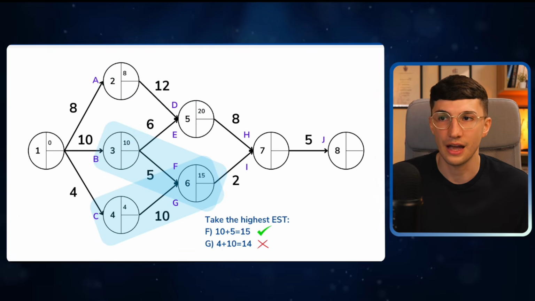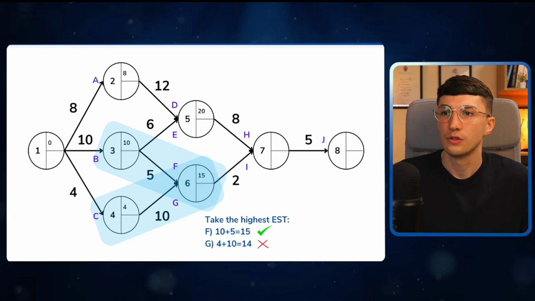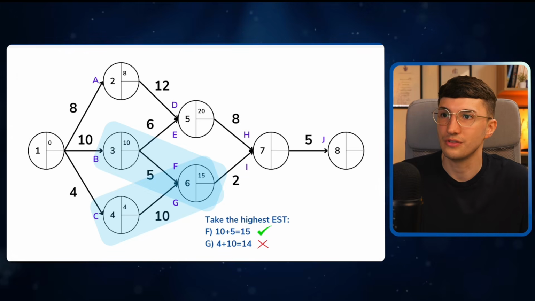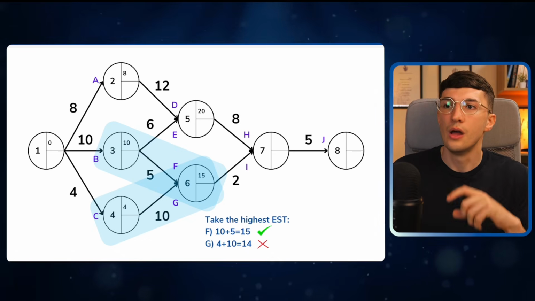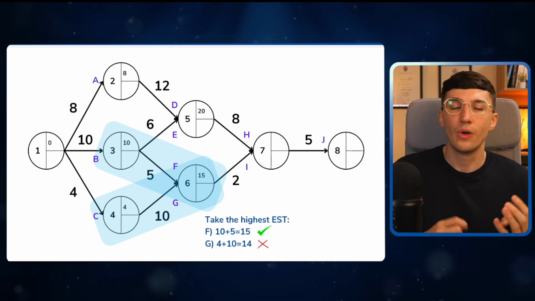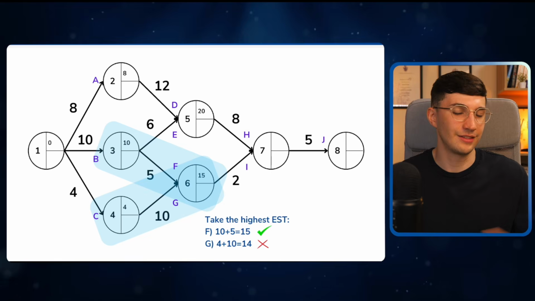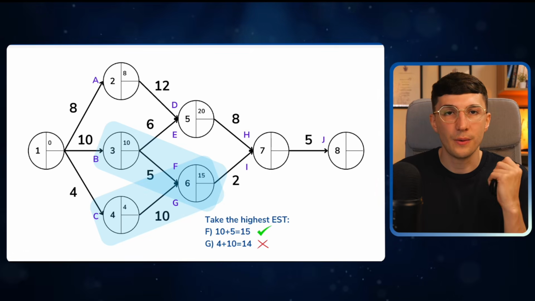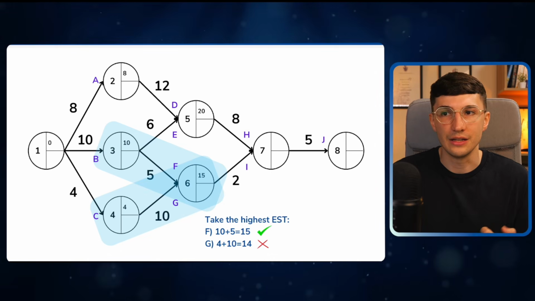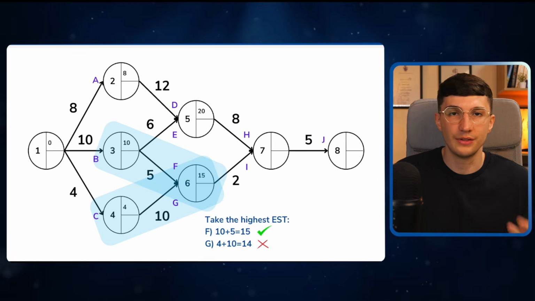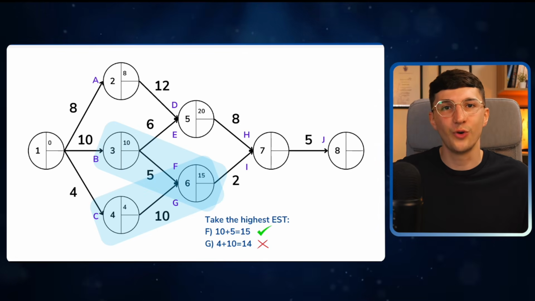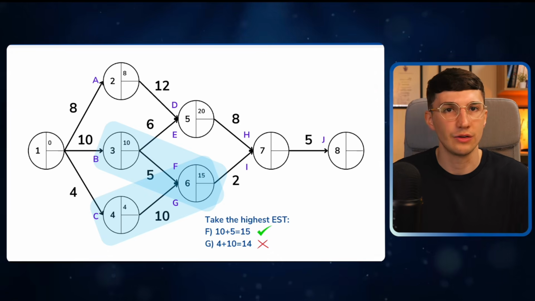You do the same thing again for node 6 for task I. So the earliest start time for task F is on day 10, takes 5 days to complete, so we've got a calculation of 15. Whereas if we look at task G, well, it can start on day 4, takes 10 days to complete, so it will be completed after 14 days. Well, remember, we have to take the highest value because both of those activities need to be completed. Therefore, the earliest start time for task I is on day 15.